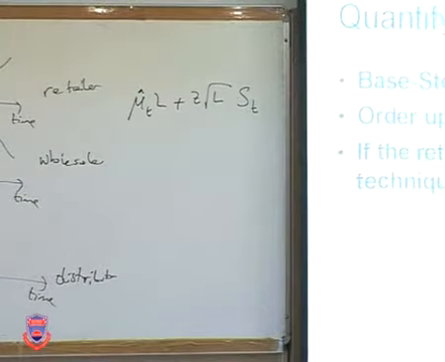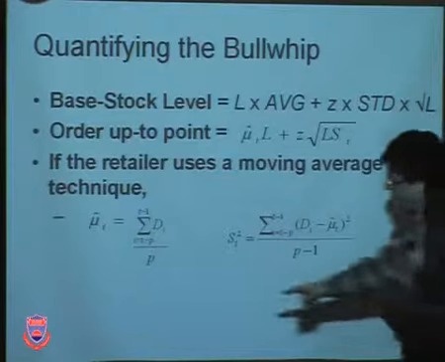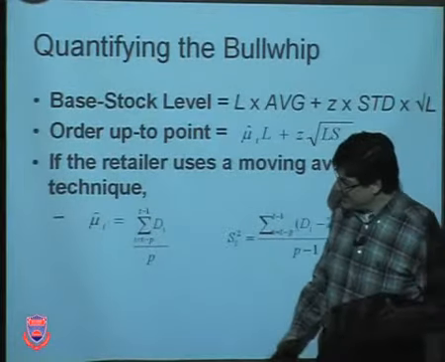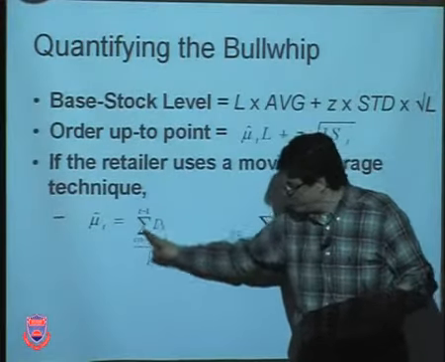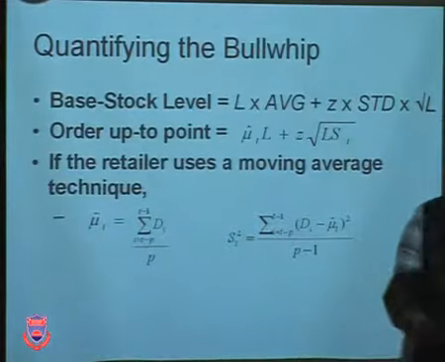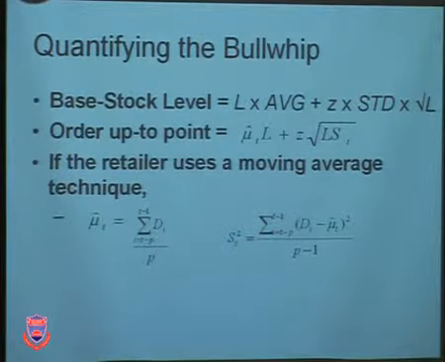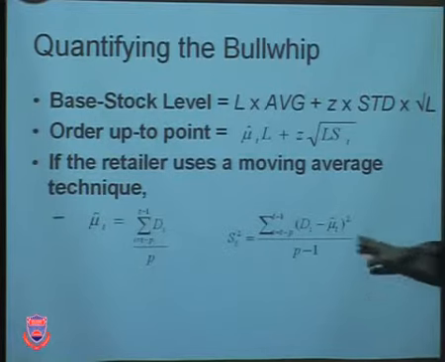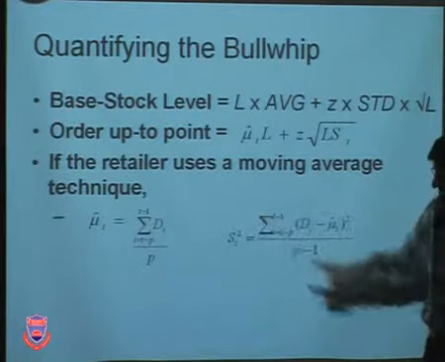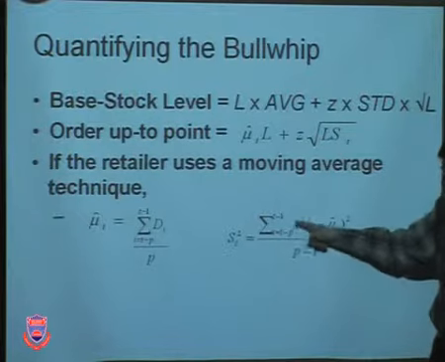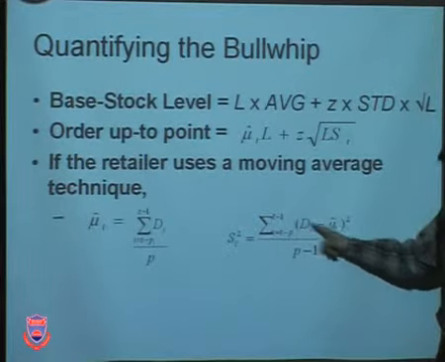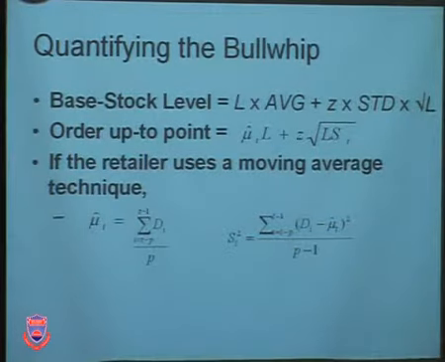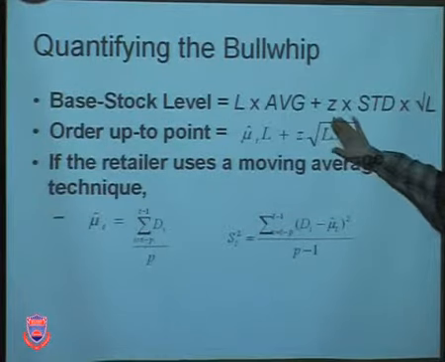Now, let us say that the retailer is using a moving average technique. So remember what was moving average. Let's say that we are using P periods. So the estimate is going to be, you take the last P demands and take the average. And how do you estimate the standard deviation? Well, you simply take the expected value and then use the last P demands, and estimate a standard deviation over the last P demands. Okay. So you need to correct this again, don't forget.